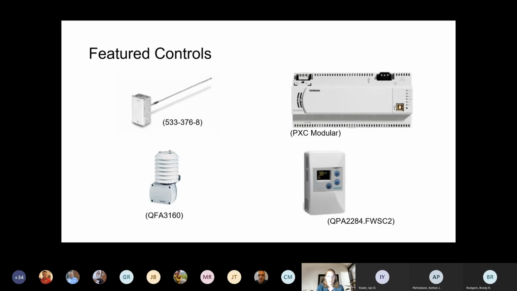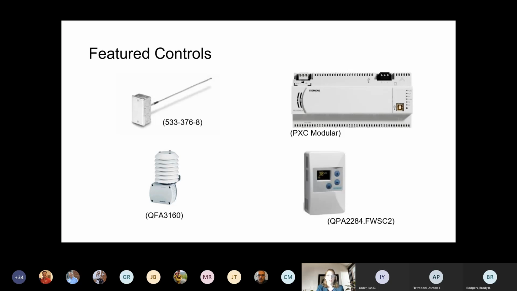The 533-3768 control is an averaging rigid temperature sensor, which is mounted inside the duct, 1 per each zone. This control monitors the air temperature in a duct and communicates that information back to the air handling unit. The PXC modular provides superior flexibility for monitoring temperatures and makes it an optimal solution for air handling unit control. It also helps communicate between different fire protection systems.